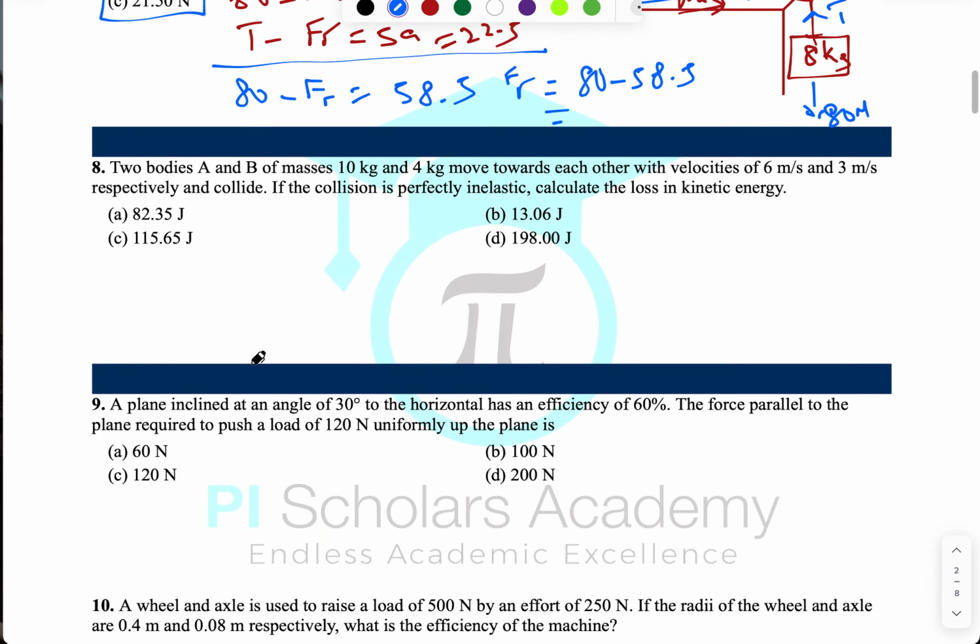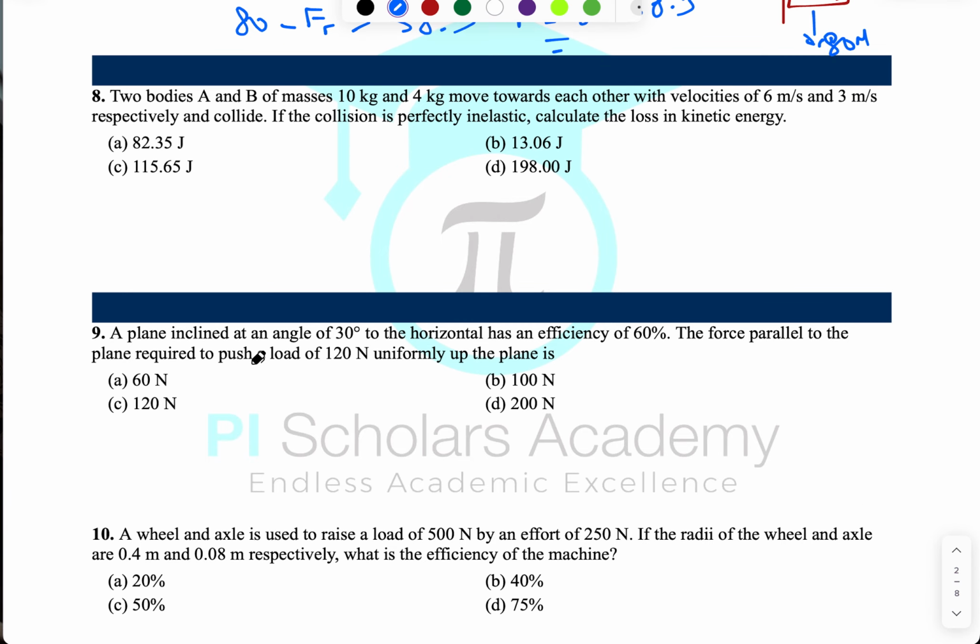So the correct answer there is 21.50 newtons. The next question says two bodies A and B of masses 10 kg and 4 kg move towards each other with velocities of 6 meters per second and 3 meters per second respectively and collide. If the collision is perfectly inelastic, calculate the loss in kinetic energy.